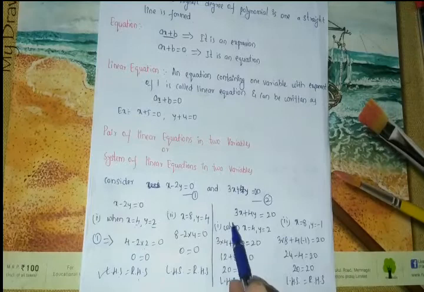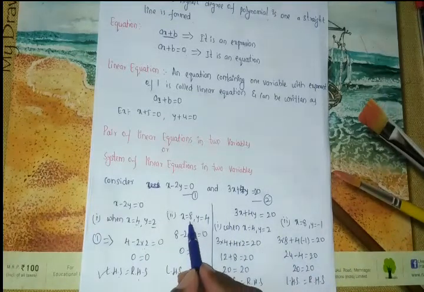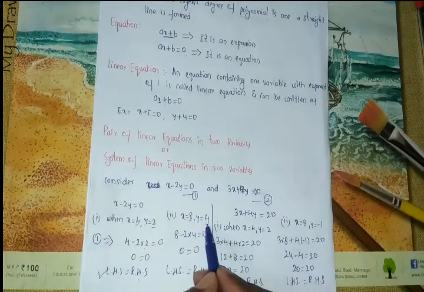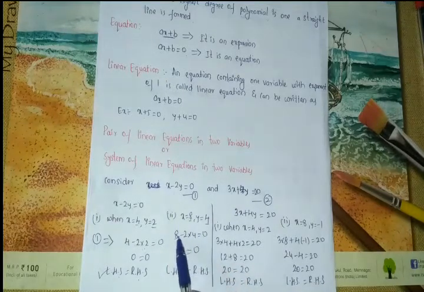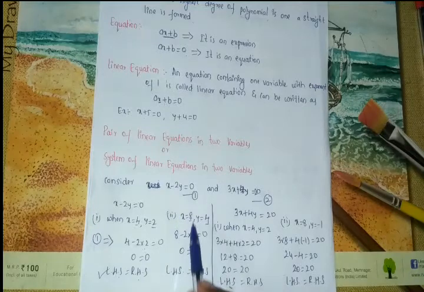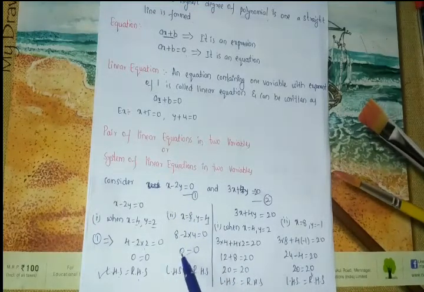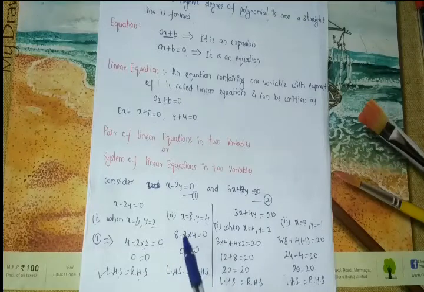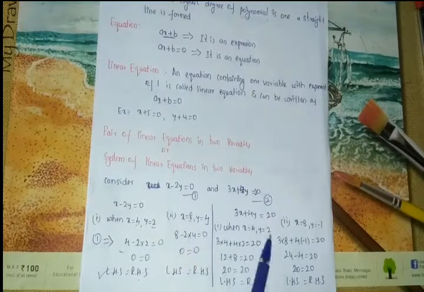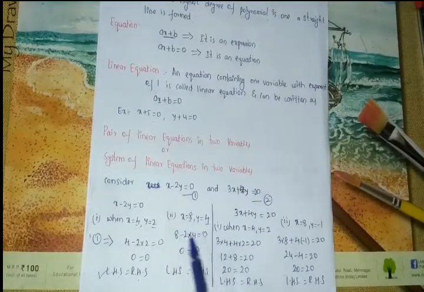Similarly, I can go with another value like x equals 8 and y equals 4 and substitute in this equation. So 8 minus 2 into 4, which will be 8 minus 8 equals 0. Again here we are getting LHS equals RHS. So the solution is 8 and 4. Like this we get n number of solutions.